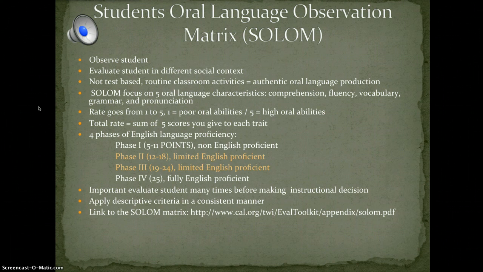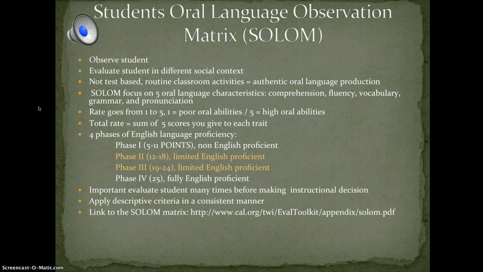This rate goes from 1 to 5, where 1 shows poor oral abilities and 5 shows high oral abilities. Then, after the teacher observes the student, she chooses a rate and marks an X on each trait. The final rate is the sum of the 5 scores you give to each trait. This assessment tool provides 4 phases of English language proficiency. Phase 1, non-English proficient. Phase 2, limited English proficient. Phase 3, limited English proficient. And Phase 4, fully English proficient.